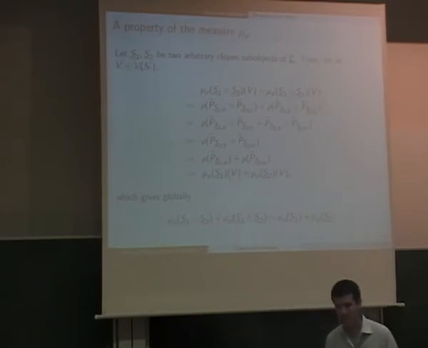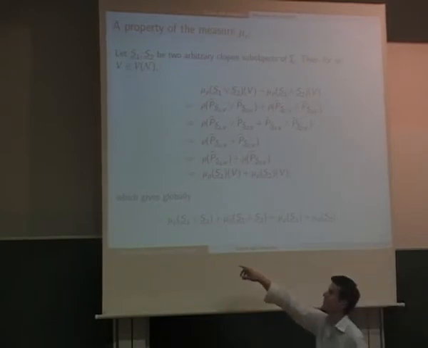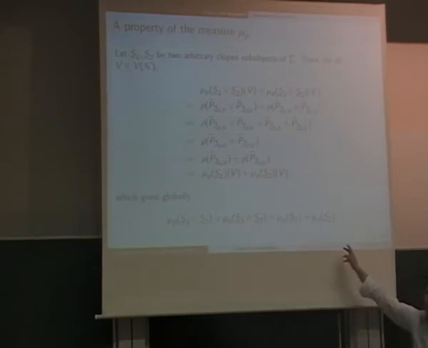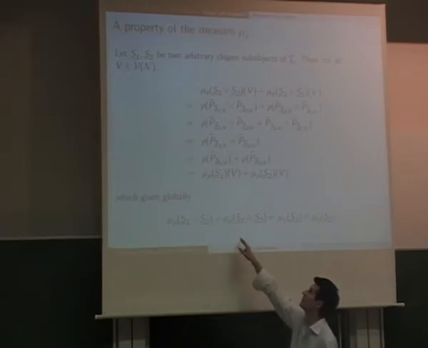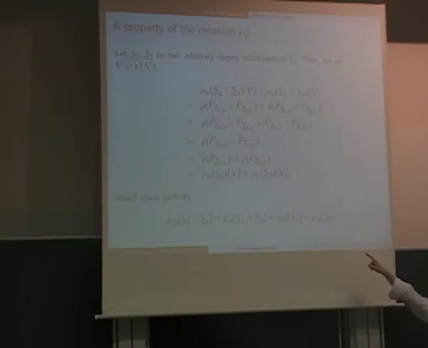And why do I call it a measure at all? It's basically because of this property. Forget all the stuff, it's not difficult. If you have two subobjects, then this measure behaves in this way: mu rho of S1 or S2 plus mu rho of S1 and S2 equals mu rho of S1 plus mu rho of S2.